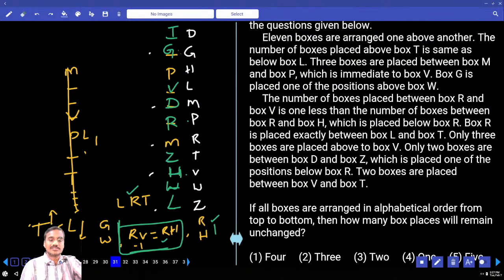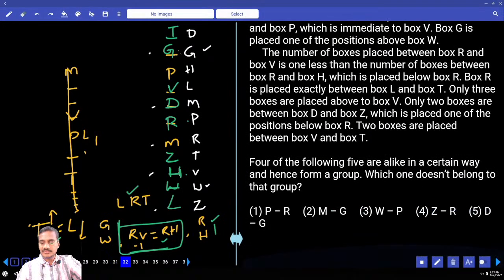Now how many remain at the same place? G remains at the same place, and what is the other thing? And W, and next one more. That's it, only two, right? D G, P H, V L, D M, R P, M R, Z T, H V, W. And there are only two that remain at the same place, that is choice 3, question number 31. Question 32: 4 out of the following means odd one out.